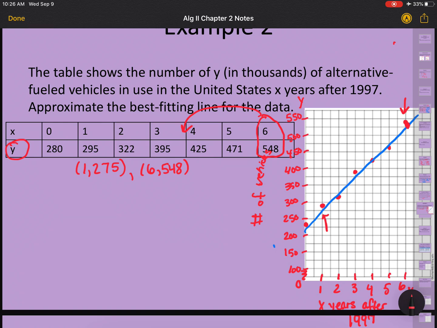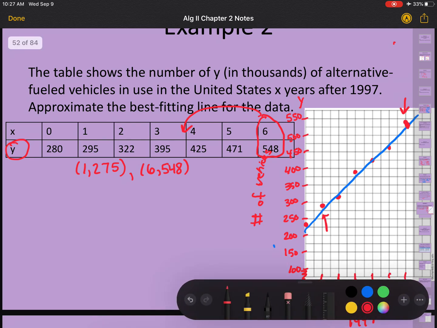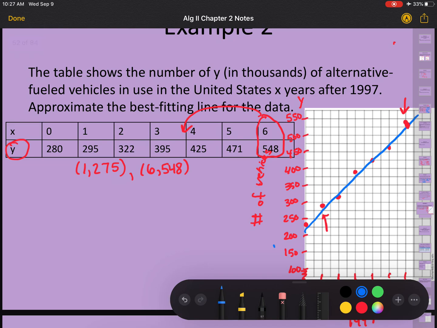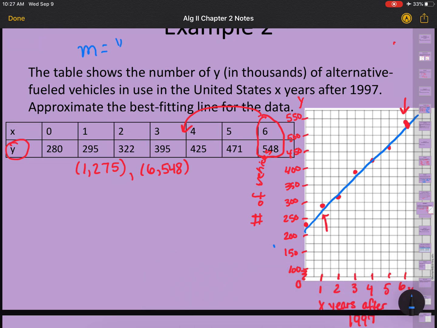And that's okay. All right, so first, I need to find my slope. And remember from section 2, the slope formula.